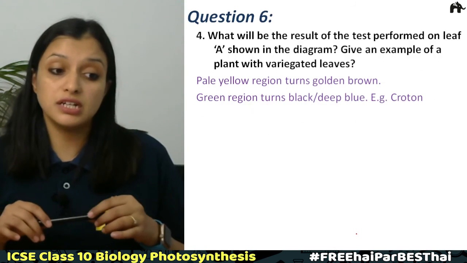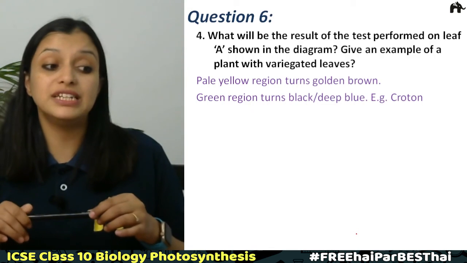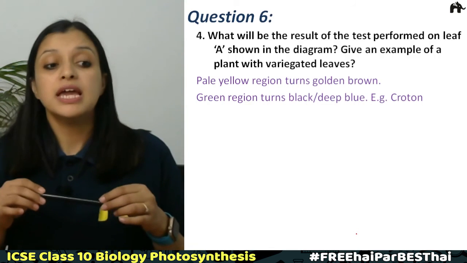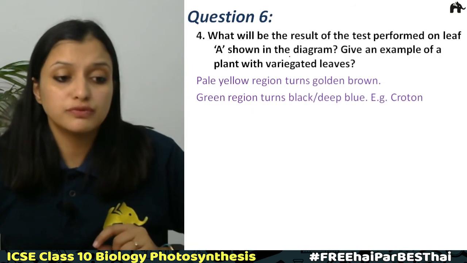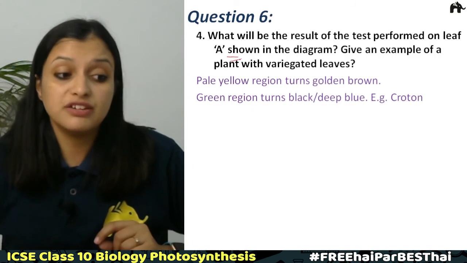Now the next is question number 4. What will be the result of the test performed on leaf A shown in the diagram? Give an example of the plant with the variegated leaves. So what will be the result of the test that is performed on the leaf A?